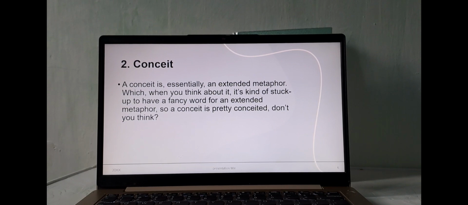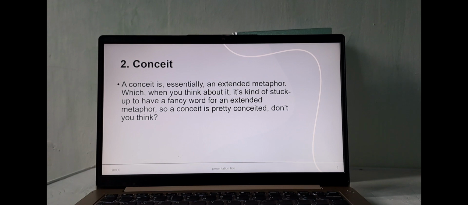Number 2. Conceit. A conceit is essentially an extended metaphor, which when you think about it, is kind of stuck up to have a fancy word for an extended metaphor. So a conceit is pretty conceited, don't you think?